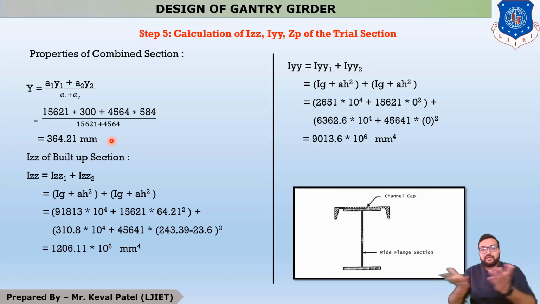It was already discussed that if we provide some section at the top of the flange, the CG obviously moves to the upward side. So students, in today's session, we have completed our Y bar up to this point. In the next lecture, we will move further to find IYY and IZZ. So students, this is the end of today's session.